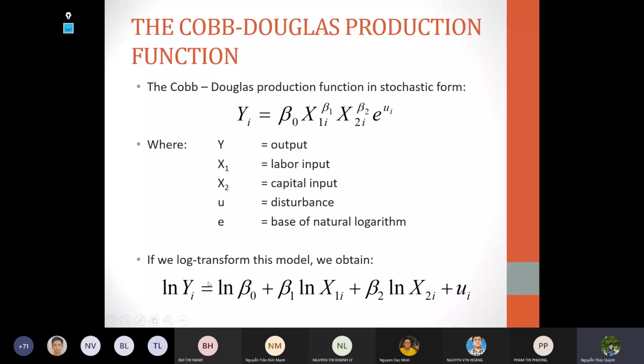And usually we use the log model here to assess the effect of inputs, like labor, capital, technology, green investing, environment protection, and so on, on the performance of enterprises.